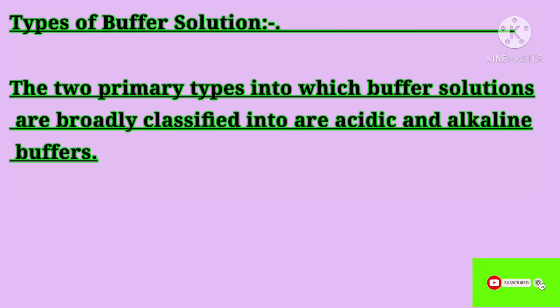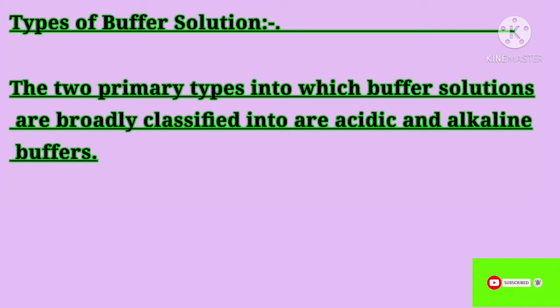Okay. Now, types of buffer solution. The two primary types into which buffer solutions are broadly classified are acidic buffers and alkaline buffers. Alkaline buffers are also called basic buffers. Acidic buffers and alkaline buffers. First we will discuss the acidic buffer.